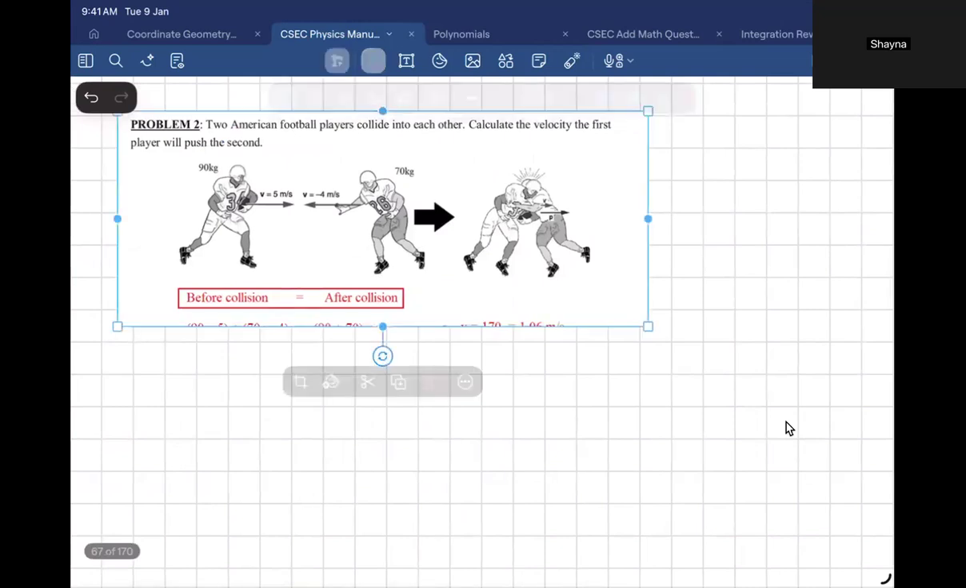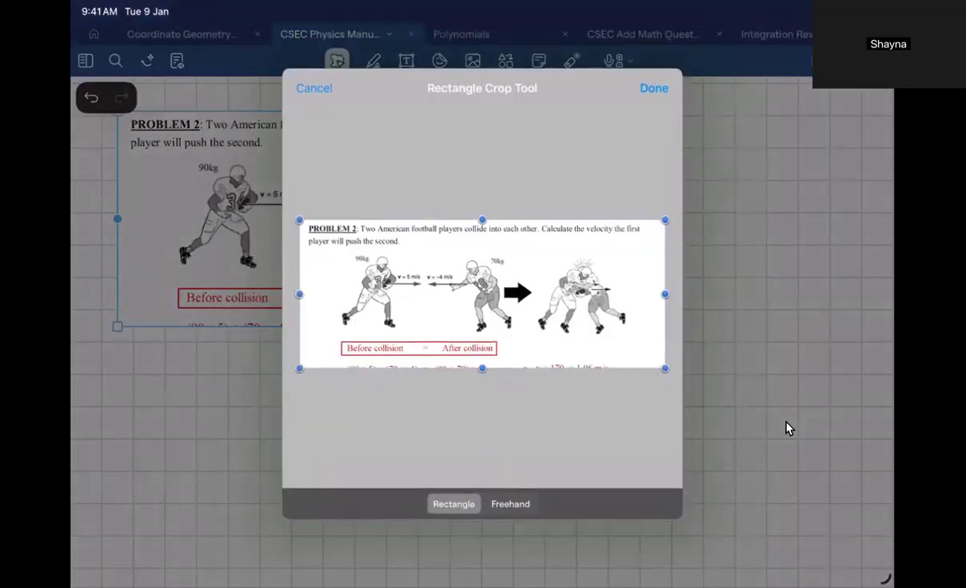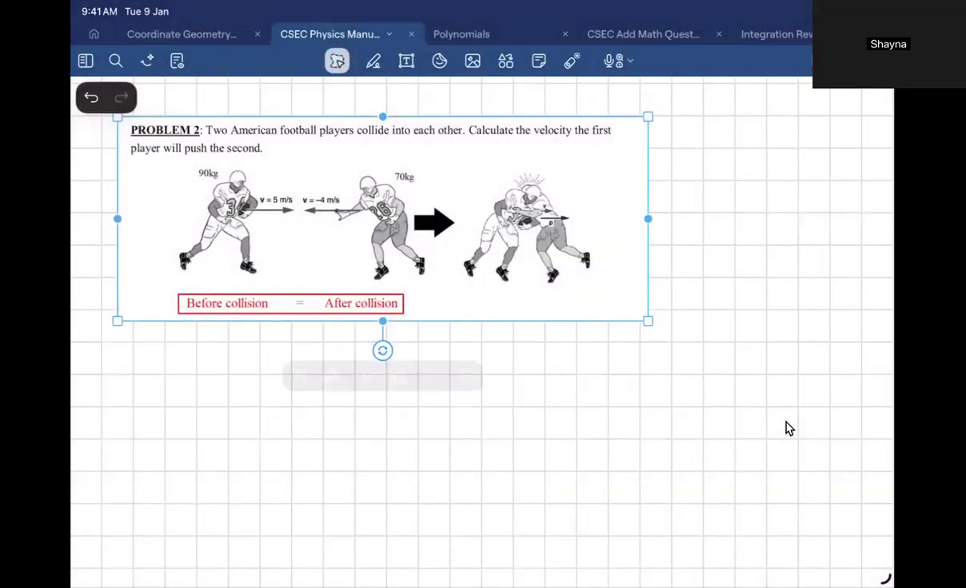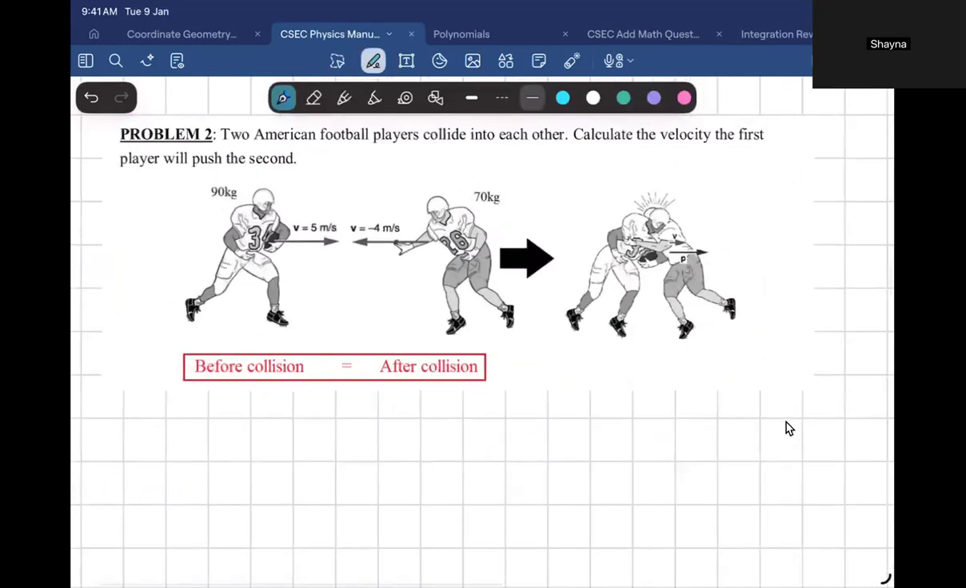Right, so it already has a statement here, before collision and after collision, so you could just jump straight to the working. For the sake of convention, we are going to say that this is positive, and we'll call this negative, right? Okay, so tell me what you're writing next line.